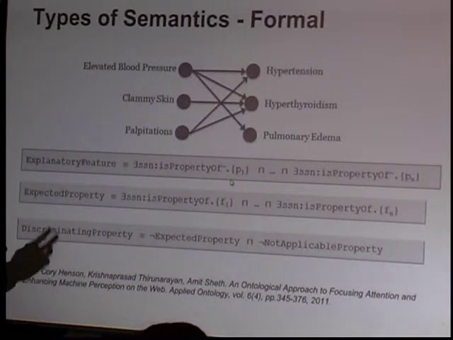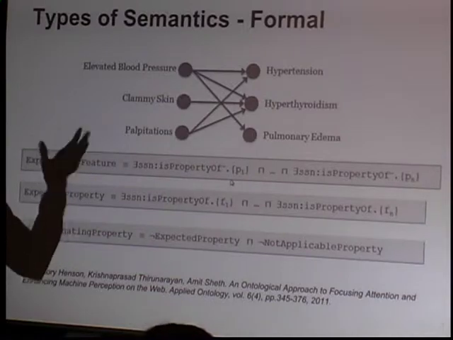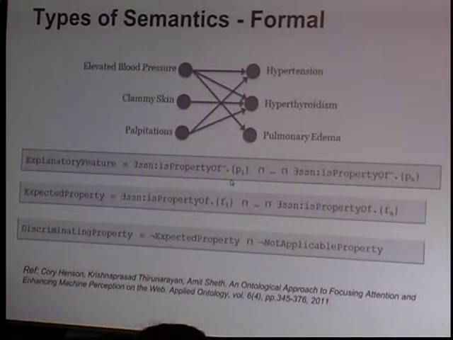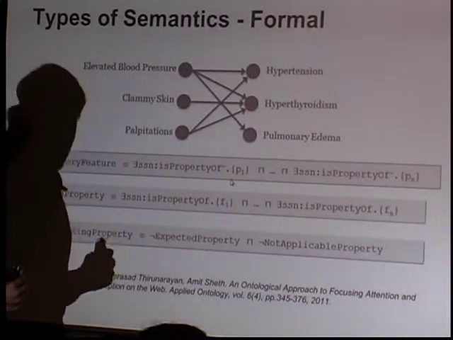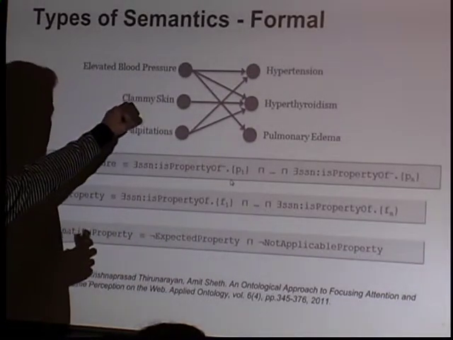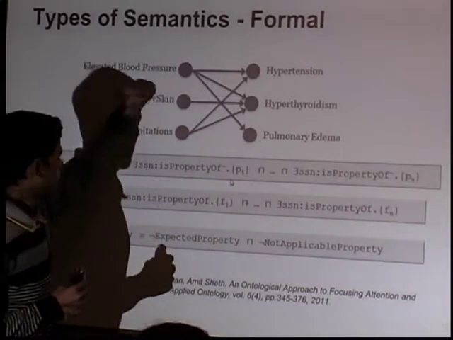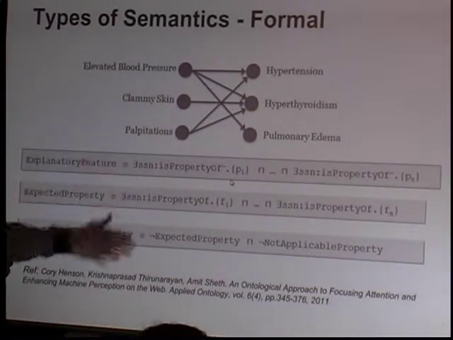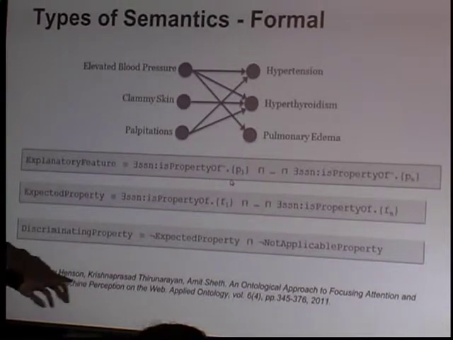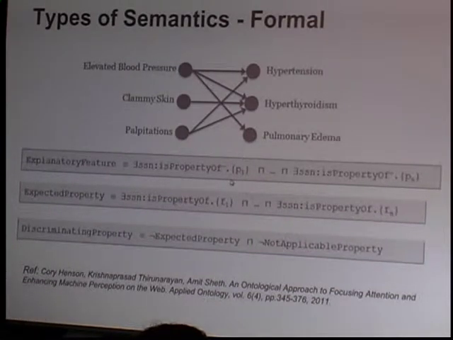A discriminating property is the property that helps you to discriminate between the explanations. So whenever you have hypertension or hypothyroidism, Temiski is the discriminating property. By getting that, you can get to hypothyroidism. So here he has formalized all these things. This is the reference for that paper. And now he can do such interesting things in different domains.